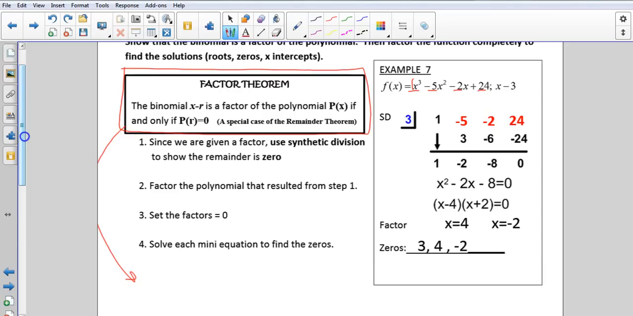And now that you're back from pausing, hopefully, talk about this factor theorem. It says the binomial x minus r, which is our x minus 3, is a factor of the polynomial p of x, p for polynomial, if and only if p of r equals 0. In other words, this is a fancy way of saying when we evaluate this number, it is a factor if we have a remainder of 0.